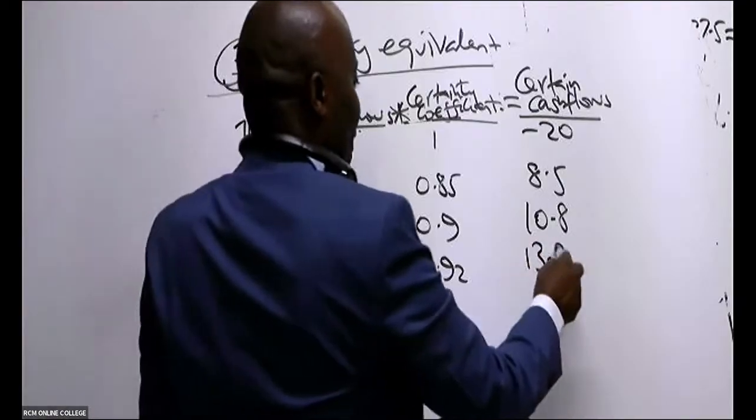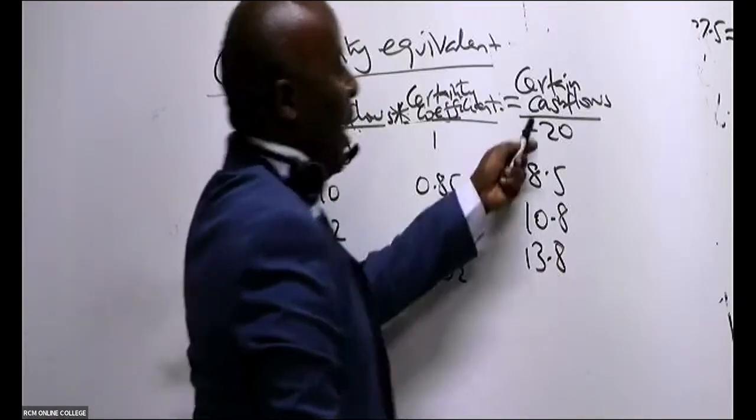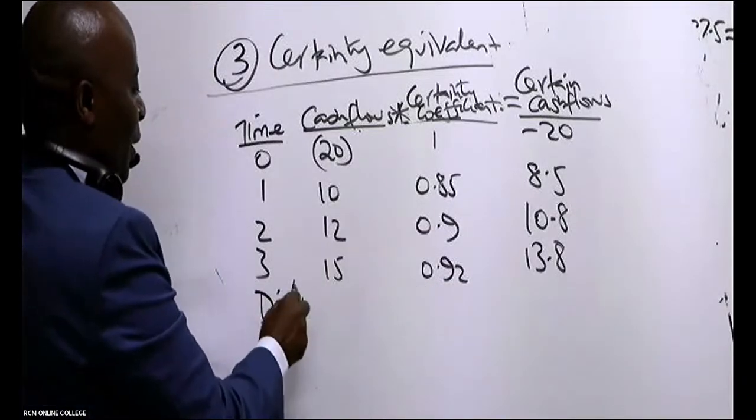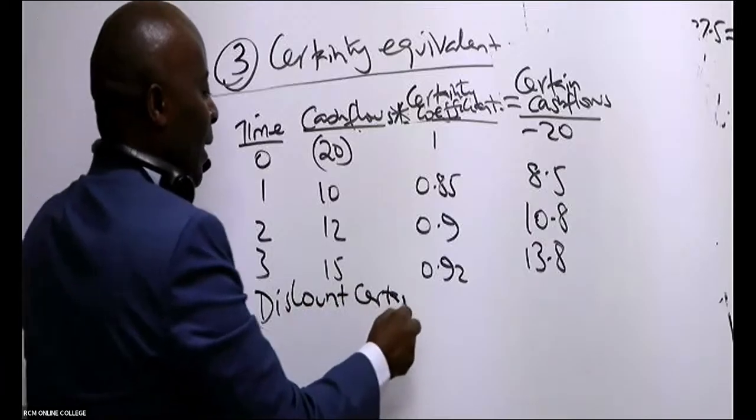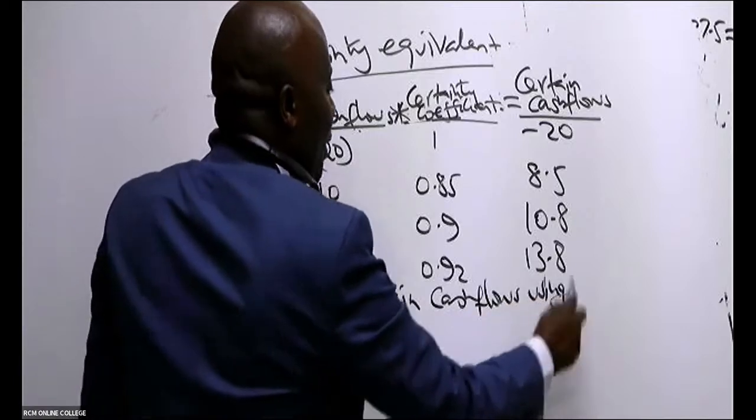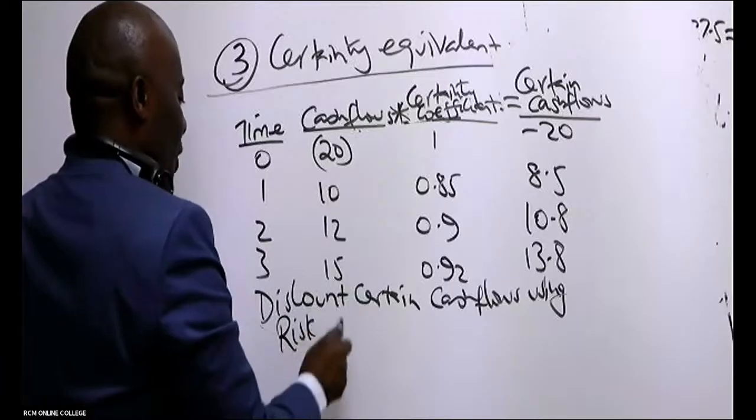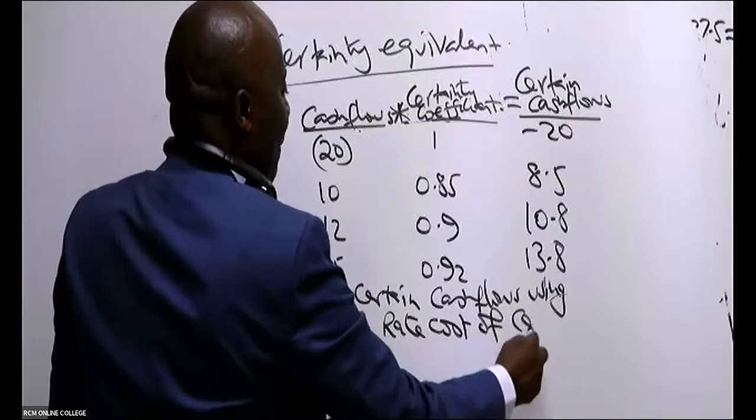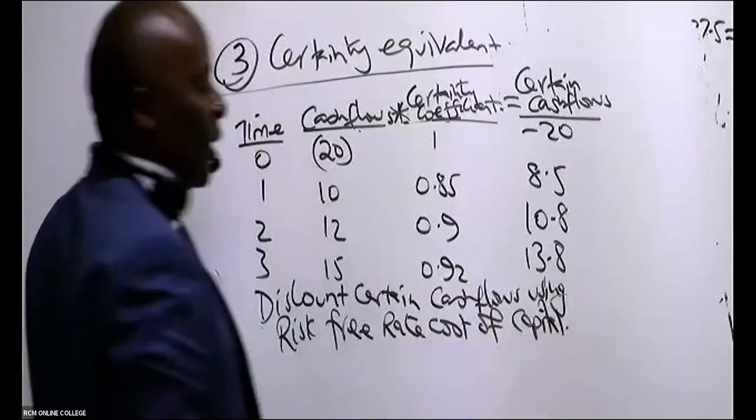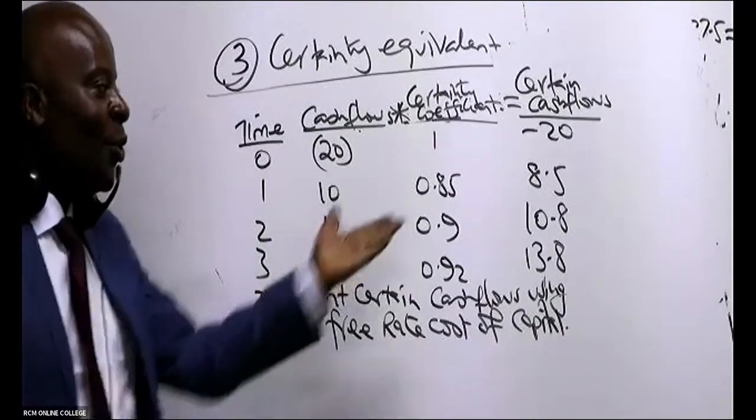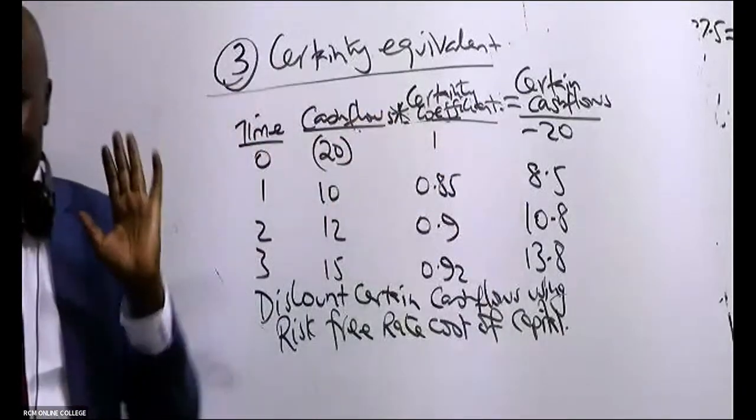Now from there, remember these certain cash flows are the ones that you discount. We discount certain cash flows, because we are certain about them, using the risk-free rate cost of capital. Why are we using the risk-free rate? Because there is no risk anymore. We have removed the risks.